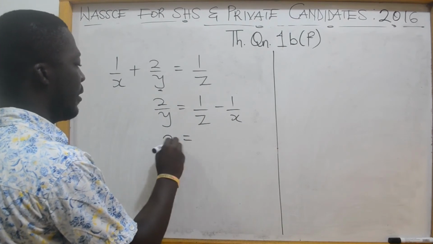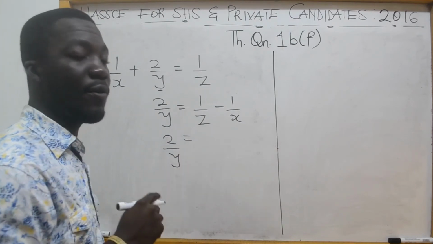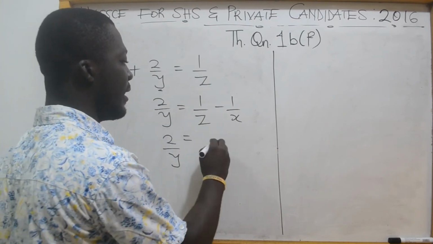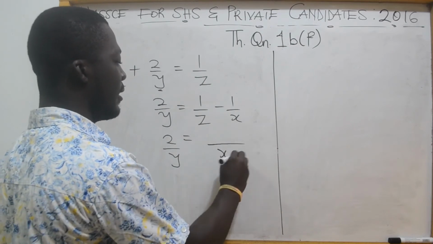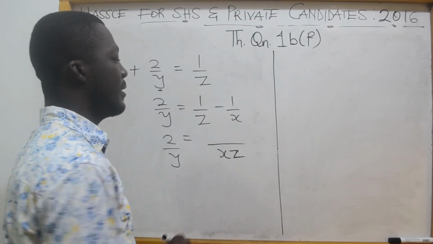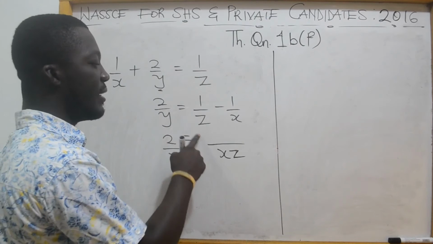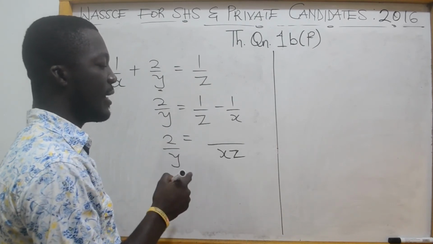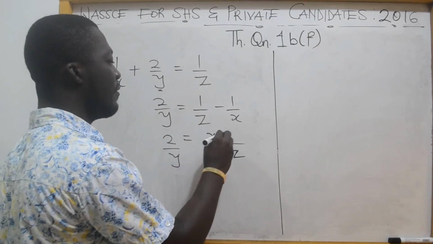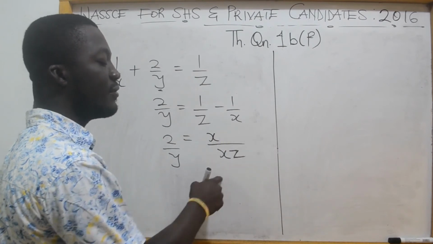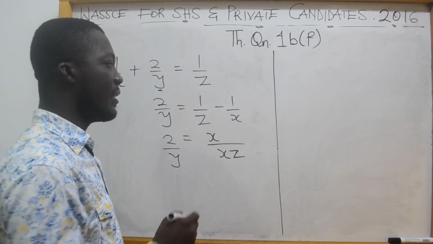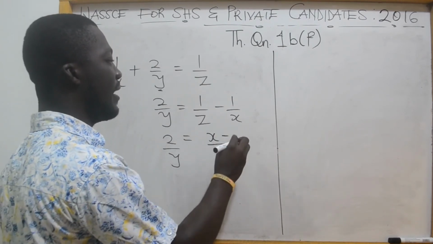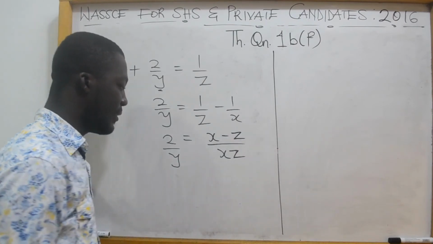Then we find the least common denominator. Z and x is xz. Z into xz is x times 1. So we have x, the same thing. X into xz is z. So times 1, so minus z.